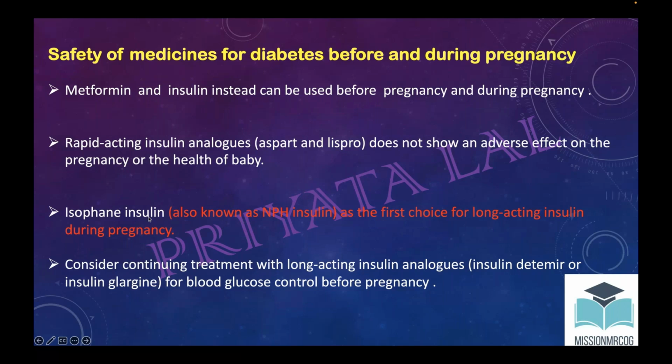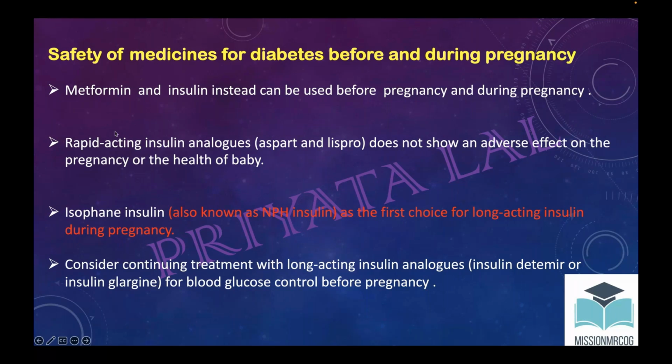Now, they say long acting insulins, that is detemir and glargine, can also be used before pregnancy. But if you get a choice of which insulin to use, you will speak about NPH only. And the hypoglycemics we can use throughout pregnancy are insulin and metformin.